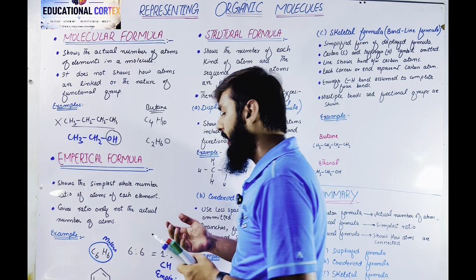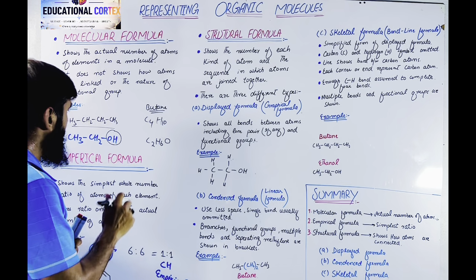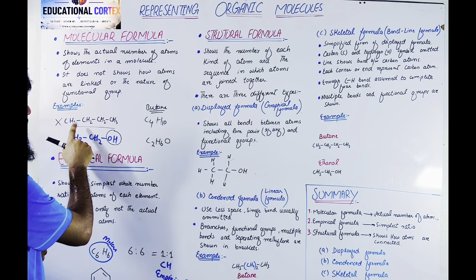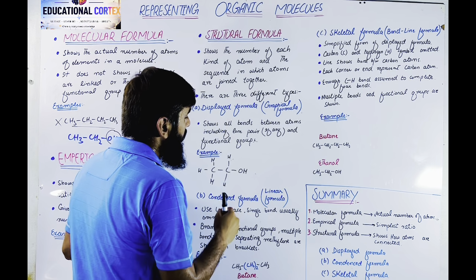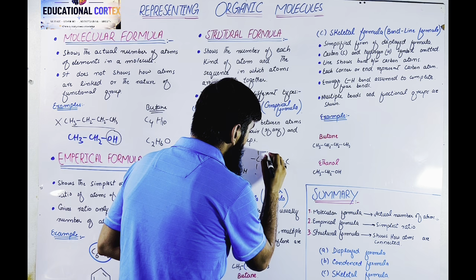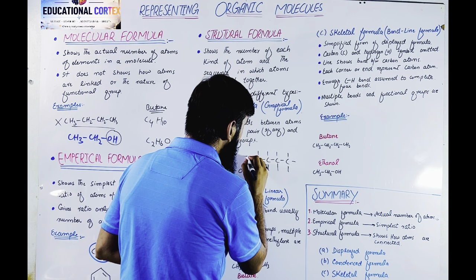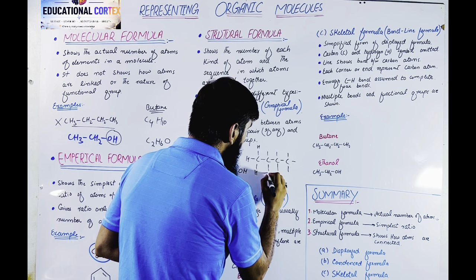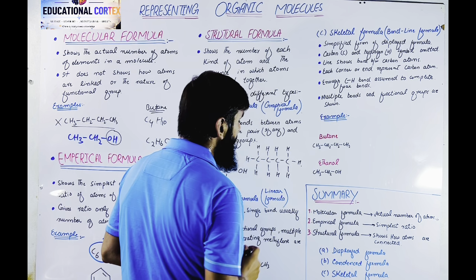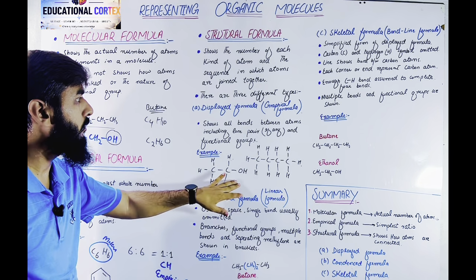If we talk about another example, such as butane, we know the molecular formula of butane is this one, and the structural formula is this one. But if we write the displayed formula of butane, we will write first carbon, second, third, and fourth. And we know that the valency of carbon atom is 4. So we will write hydrogen for every spare bond of carbon. So this is all about the displayed formula.